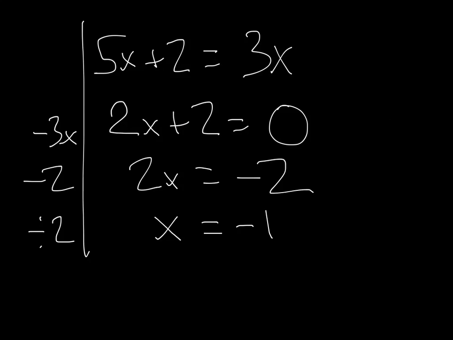Now I can see if this works pretty easily if I want to. Just by looking at taking this number and putting it where x was. 5 times negative 1 is negative 5. Negative 5 plus 2 is negative 3. And 3 times negative 1 is also negative 3. Since both sides are the same, I know negative 1 is the right answer. Let's try one more.